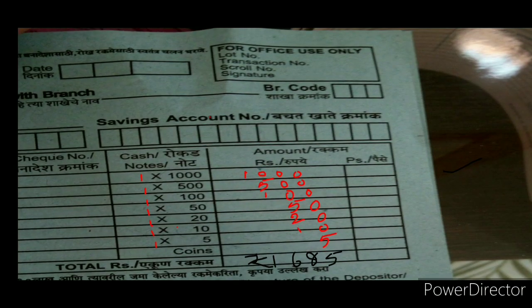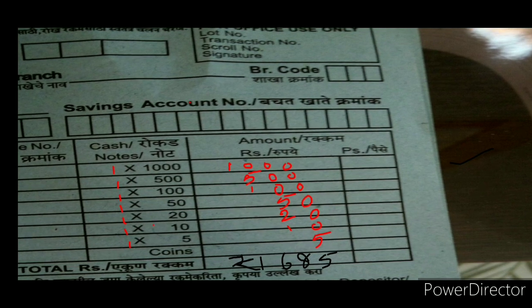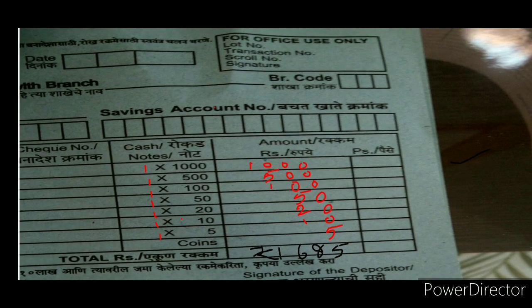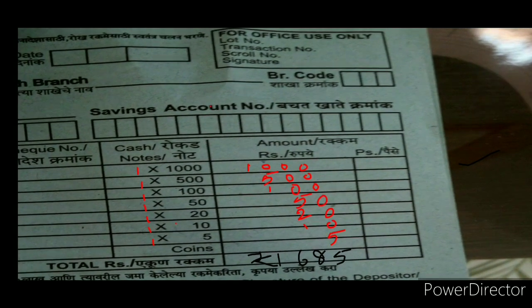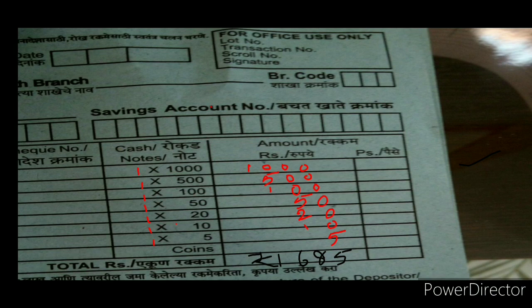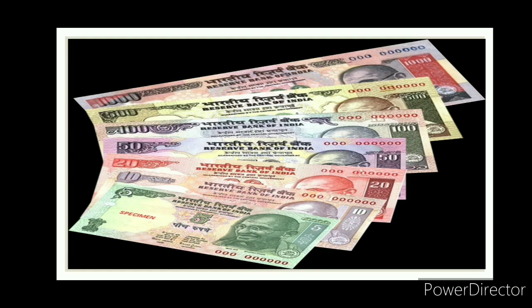First the 1000 rupee note. I have written 1. So 1 into 1000 is 1000. 500 rupee note, 1 is there. 1 into 500 is 500. 100 rupee note, 1 is there. 1 into 100 is 100. Like that, if you write, the total amount is 1685. In this way you have to write the denomination of currency notes. Understand children? Now you know what the denomination of currency notes is. It makes the currency easy to count. Now we will go back to our question.